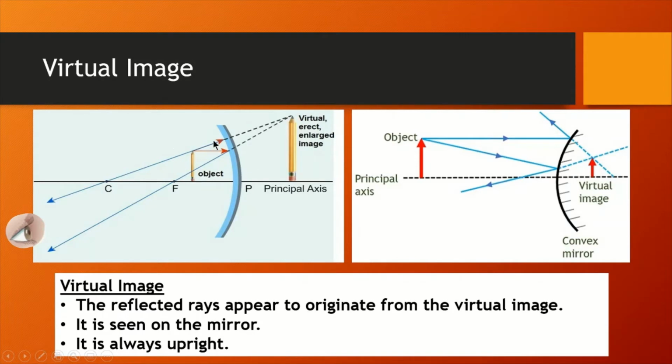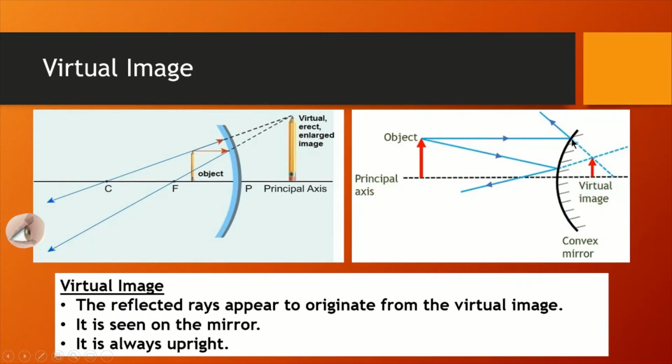You see here, this is a reflected ray. This is also a reflected ray. They are diverging. But where do they come from? Where do they meet? They meet if we trace into the mirror. You see here, they meet here. So the meeting point, where the reflected rays originate, is where the virtual image is formed.